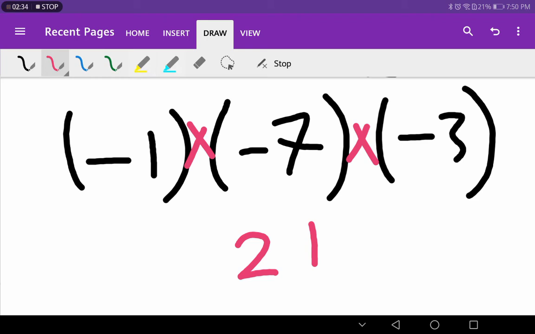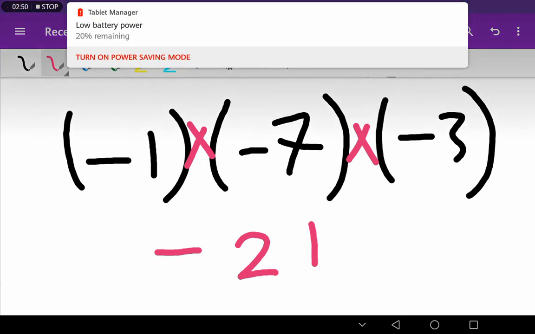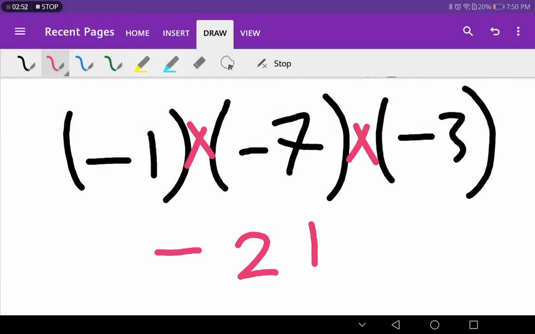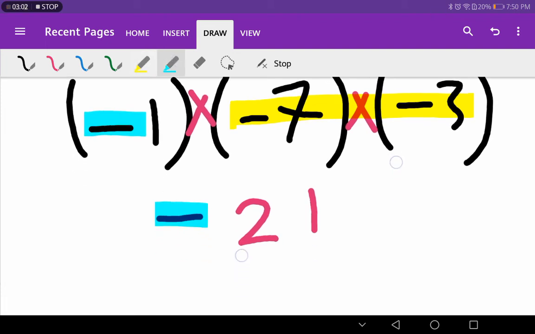Because we have three negative signs, the answer is negative. If I have four negative signs, the answer is positive. If I have five negative signs, the answer will be negative. So an odd number of negative signs gives a negative answer. Or in another way, these two give me positive, and positive multiplied by negative gives me negative.